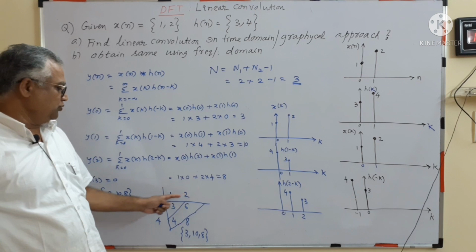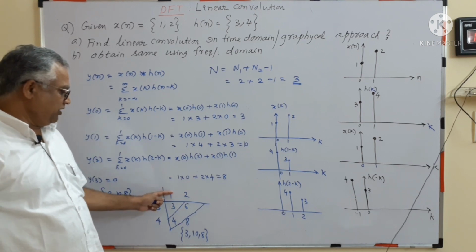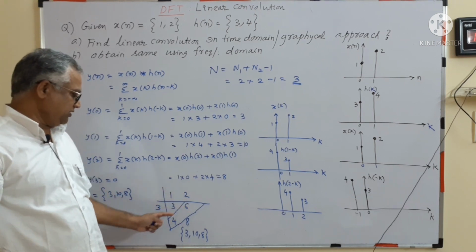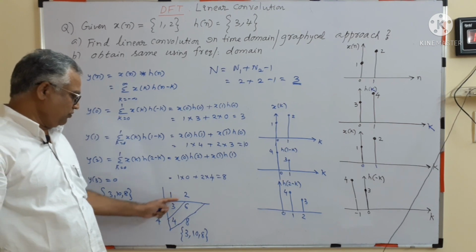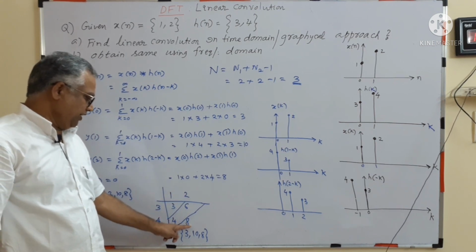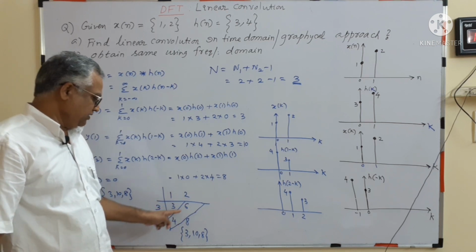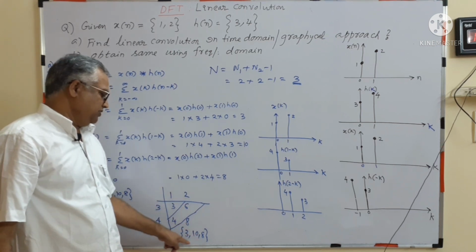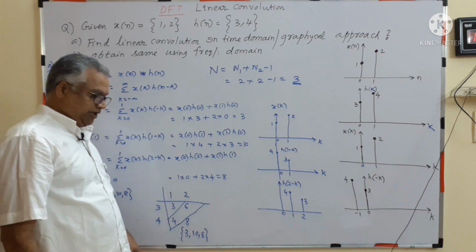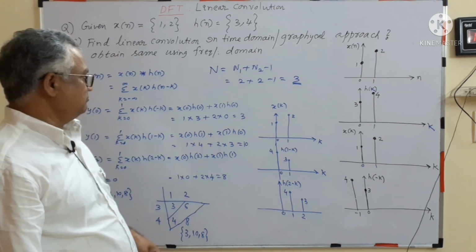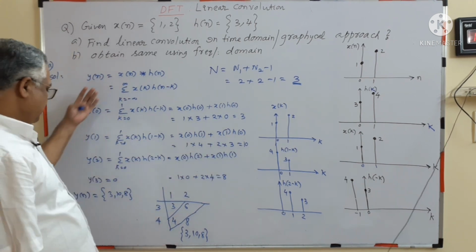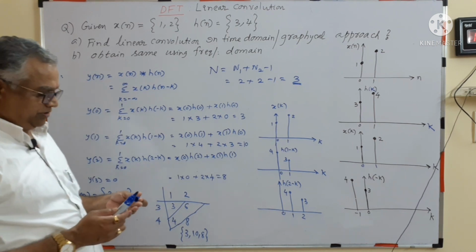You write 1, 2, 3, 4, 3, 1 ja 3, 3, 2 ja 6, 4, 1 ja 4, 4, 2 ja 8. Then 8 plus 8, 4, 6, 3. 3, 6 plus 4, 10, 8. So this is a shortcut method you can apply in any competitive exam, BTech or IES, like this only you have to do it.